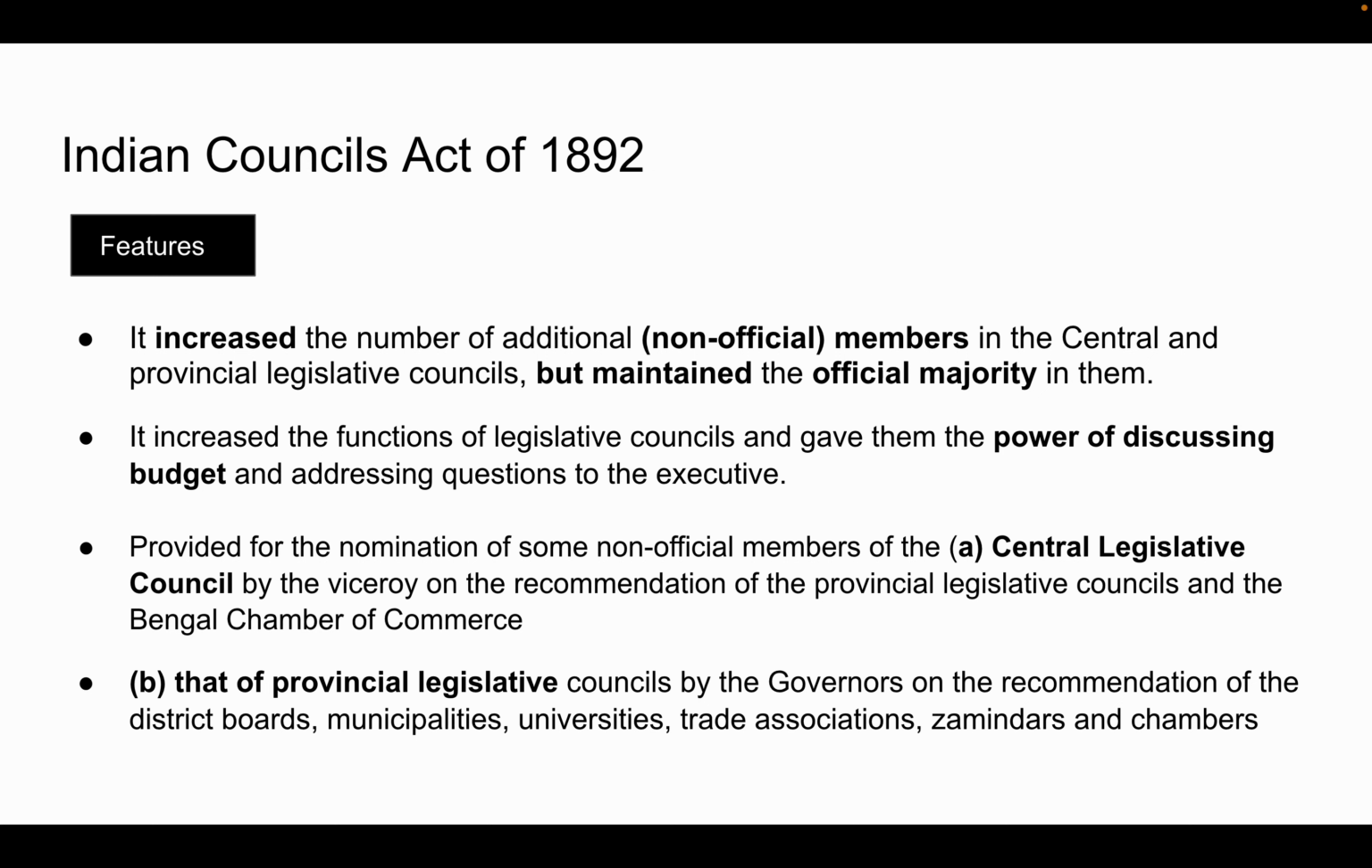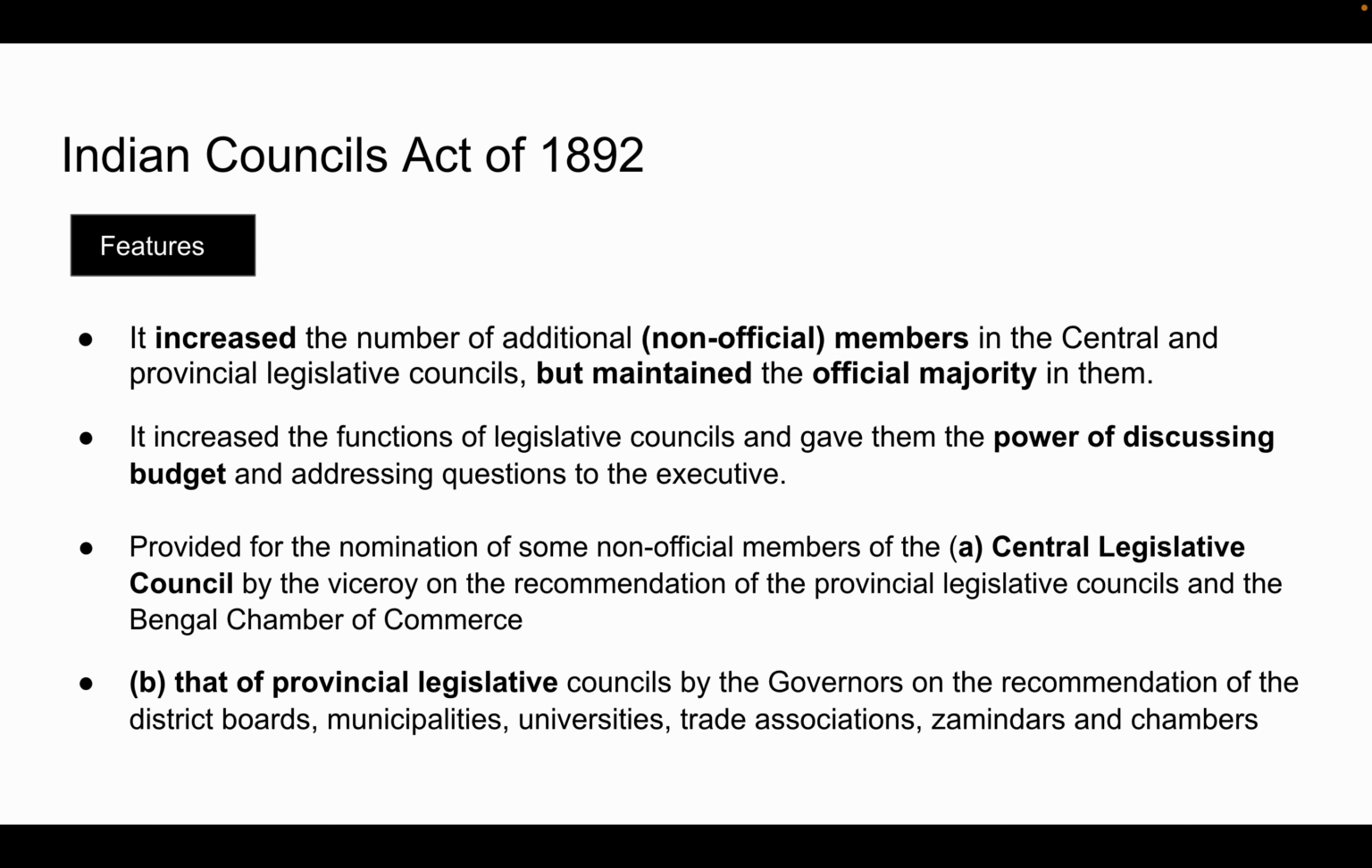Now one more important aspect of this act was that it made a limited and indirect provision for the use of election in filling up some non-official seats in the central and provincial legislative councils. So this act did use the concept of election for filling up positions, but it did not use the term election. It had used the term nomination, which was based on the recommendation of certain bodies. So this was about the Indian Councils Act of 1892.